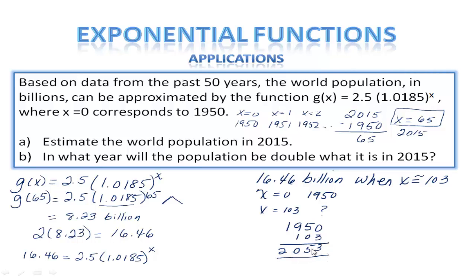In the year 2053, the population will be double what it will be in the year 2015, okay? That's how you do it using your graph.